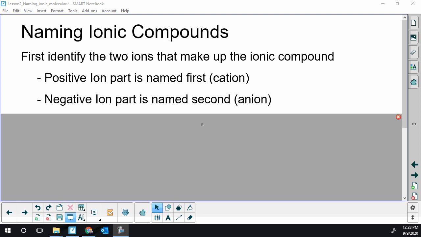First we need to identify the two pieces, or the two ions. It should be fairly simple now because we're only doing binary ionic naming. Binary meaning two ions. It will get a little bit harder. I know this is a bit of a repeat, but I'm trying to make sure you really get used to this definition of cation for our positive ion, anion coming from our negative ion.